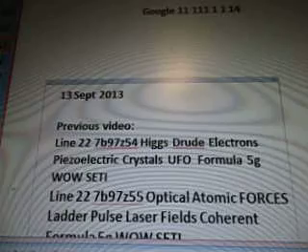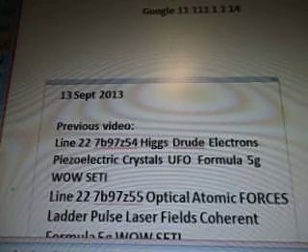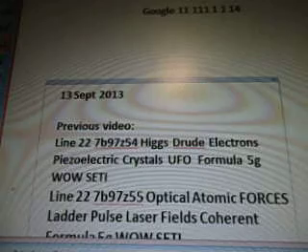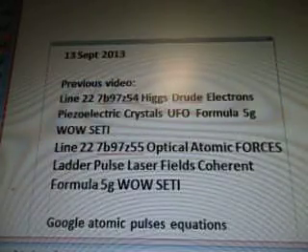circumcircle, navigation triangles, keyword research for UFO space travel, charting and mapping of exoplanetary forces found in line 22 WOW data. So September 13, 2013 was when I was working on it. Today is October the 7th.